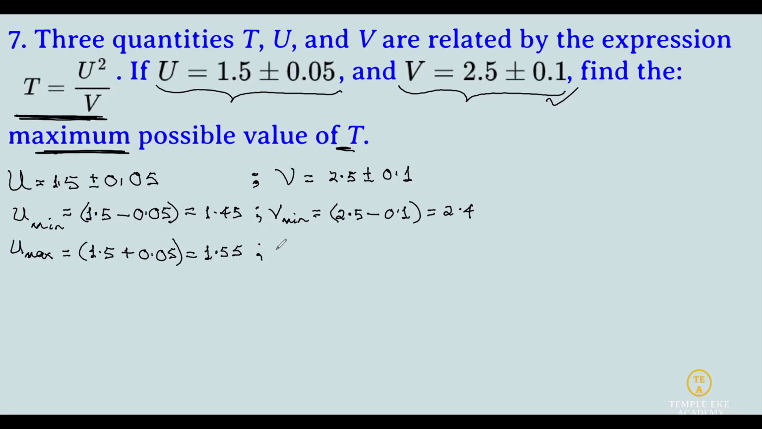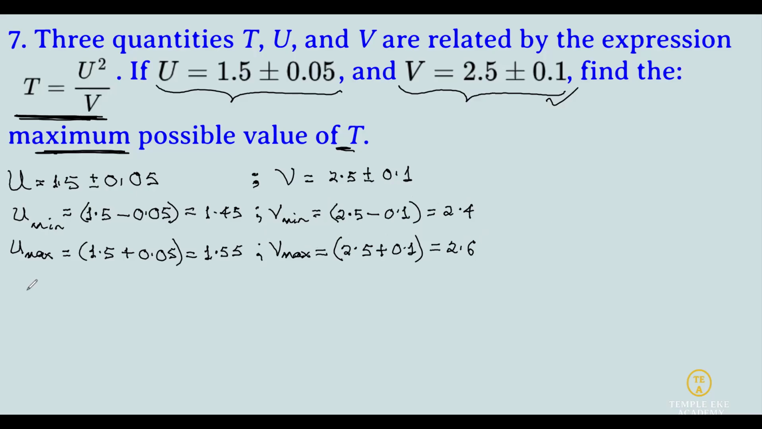Now, for the upper bound of V, which is V maximum, we have the rounded or estimated value, 2.5, added to the possible error, which is 0.1. And this gives us 2.6. With this, we can solve for any value of T.